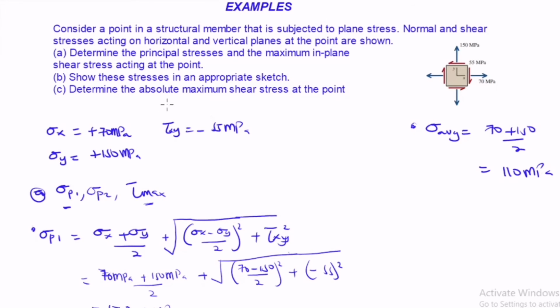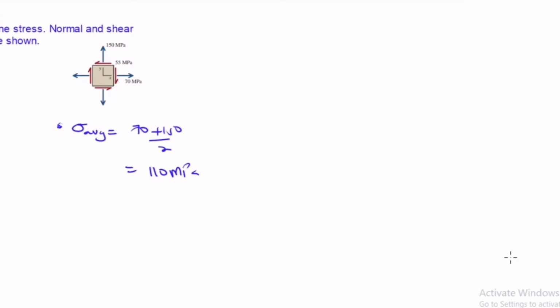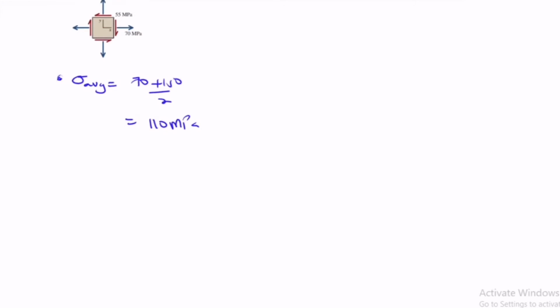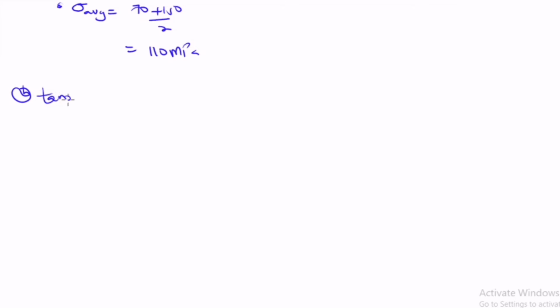And for B, we are supposed to show these stresses in an appropriate sketch. From what I explained, for us to show the appropriate sketch, we need some very important information, which in this case is the principal angle. So let's solve for B. For the principal angle, we know that tan 2 theta p is equal to the shear stress in the x and y direction, over bracket open, the stress in x minus the stress in y, divided by 2.